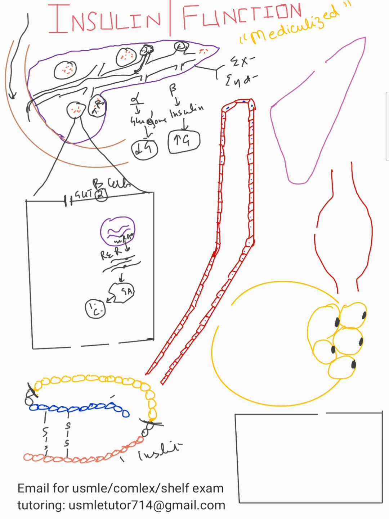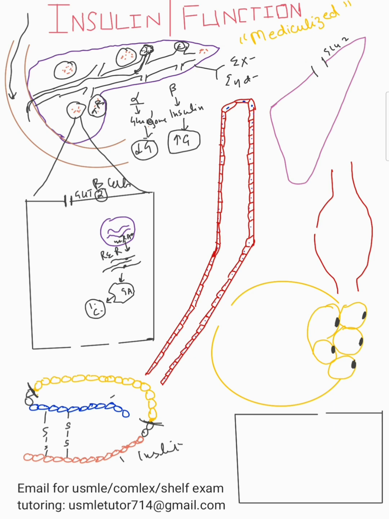So remember, most tissues require insulin to uptake their glucose, but there are certain organs that do not. For example, the pancreas and also the liver. The liver also has GLUT2 transporters. Also, those organs which have GLUT1 transporters do not require insulin, for example, RBCs and the brain.